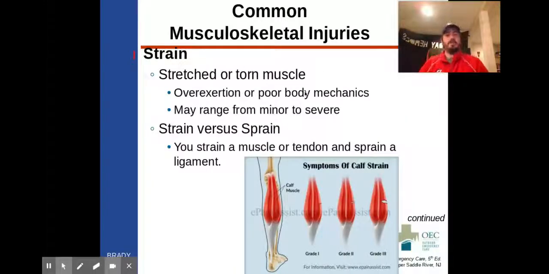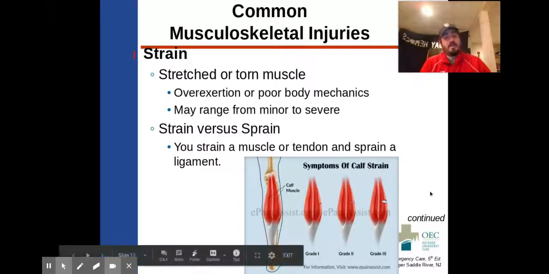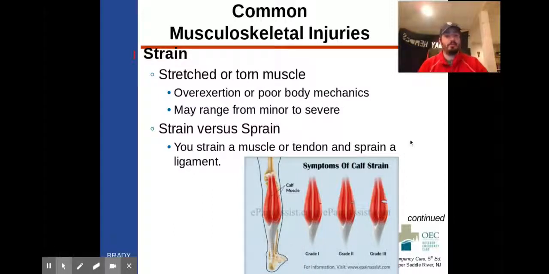Versus a strain, which is a stretched or torn muscle, usually from poor body mechanics. That's why at the beginning of this class we talked about lifting, really important. And again, just like a sprain, it could be from minor all the way up to severe. I like this picture down here, your gastrocnemius, your calf. We see what it looks like normally, but you can have different levels of a calf strain. Grade 1, that tiny little blip right there. Grade 2, a little bit worse. Grade 3, that's a major tear. You're going to be uncomfortable for quite a few weeks there. And again, if it's bad enough, you might have to get surgery or something to help repair a strain.